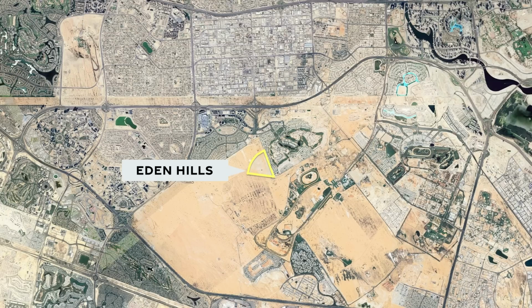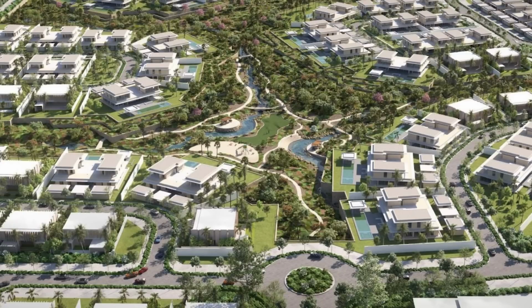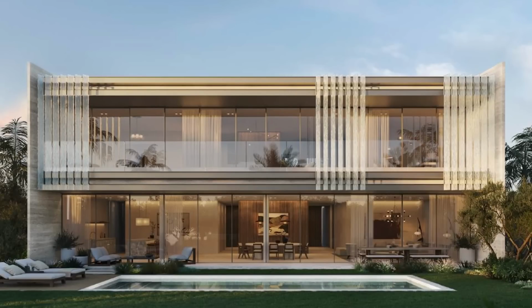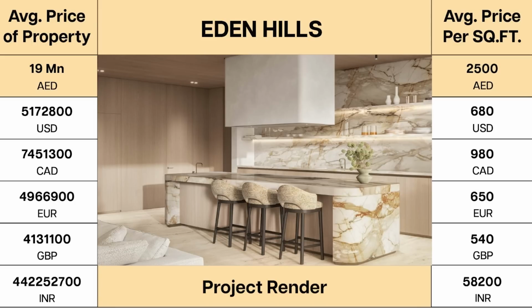Eden Hills is a brand new high-end villa community coming next to Dubai Hills Estate on Al Khail Road. It is a development by H&H. It will feature beautiful 5 and 6 bed mansions which will come at an average price per square foot of 2500 dirhams. The average price for the 5 beds is 19 million dirhams, while the massive 6 beds are around 63 million.